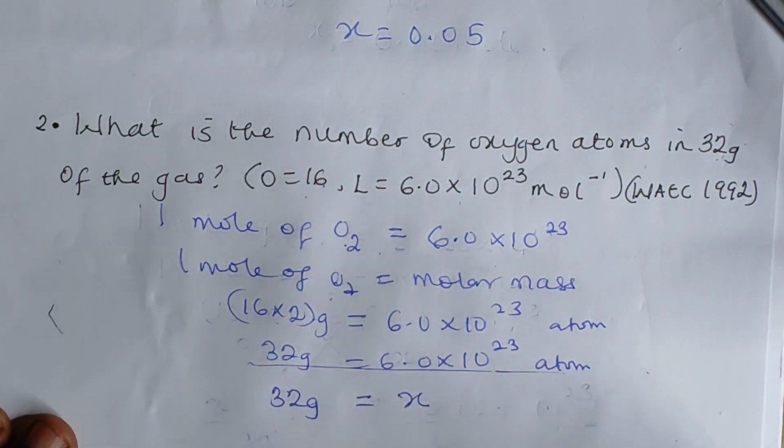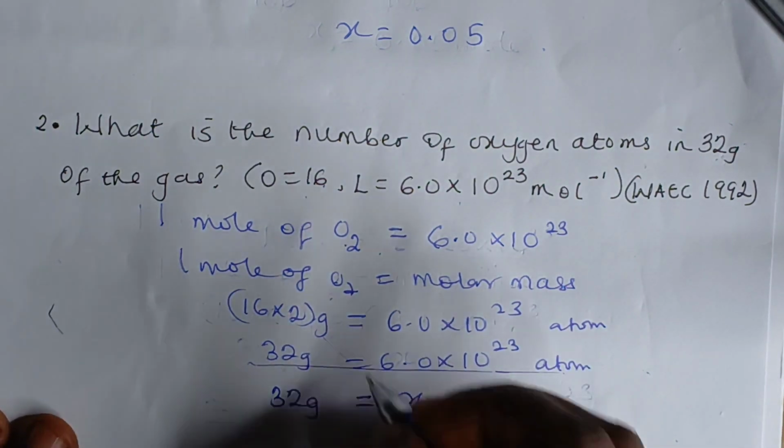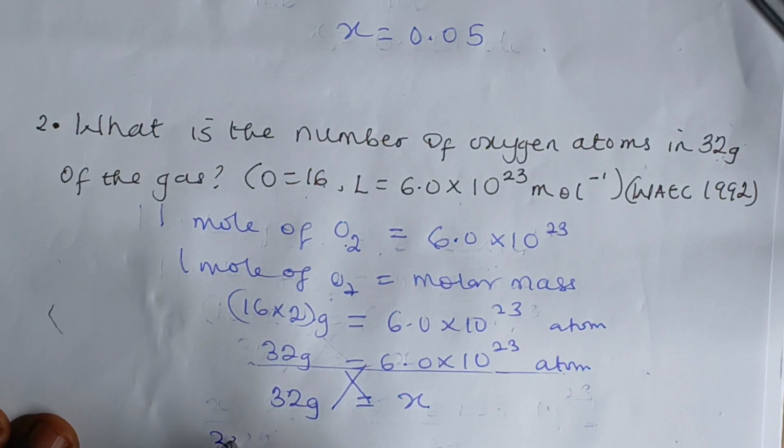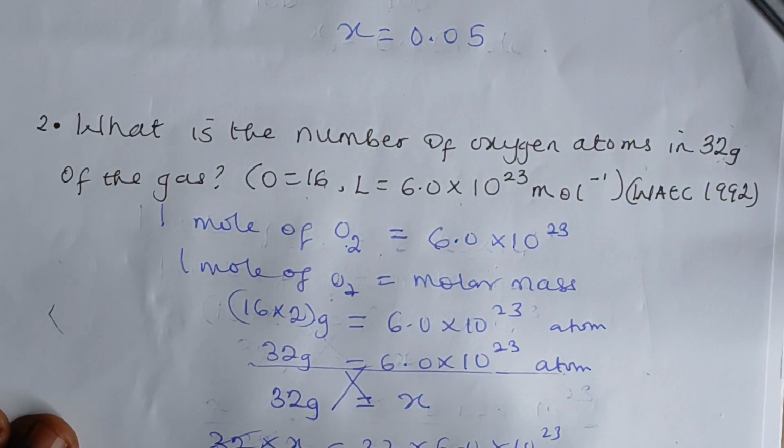We can see that I can still cross multiply. 32 times x equals 32 times 6.0 times 10 raised to the power 23. Dividing both sides by 32, x is 6.0 times 10 raised to the power 23 atoms. And that is our answer.